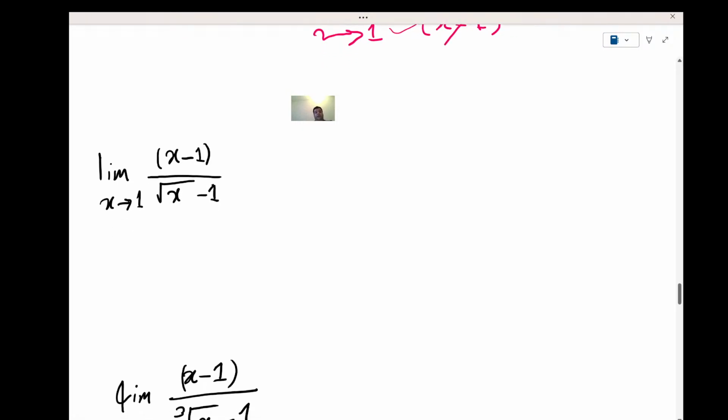What about this? Limit of (x minus 1) divided by radical x minus 1. At first, if you put 1 in the numerator and denominator, the answer is 0 divided by 0, of course, limit 0. What must we do? I know by the square identity that a power 2 minus b power 2 is exactly (a plus b) times (a minus b). Am I right?